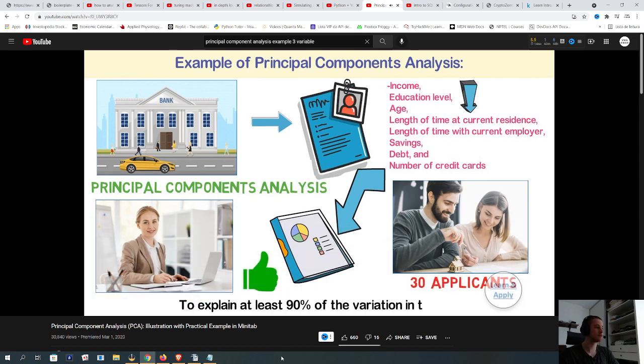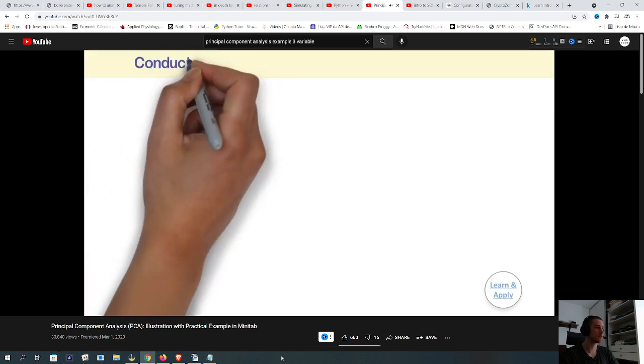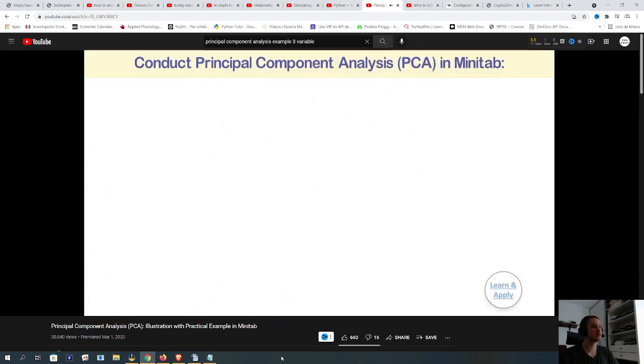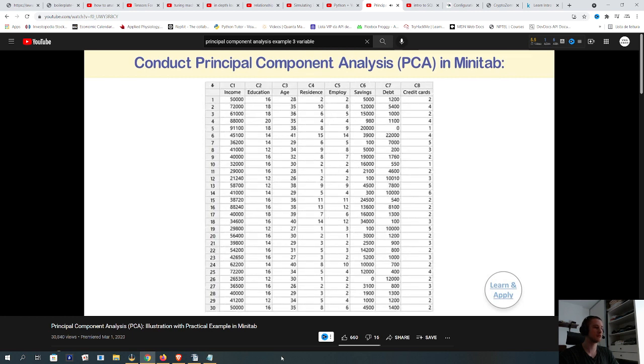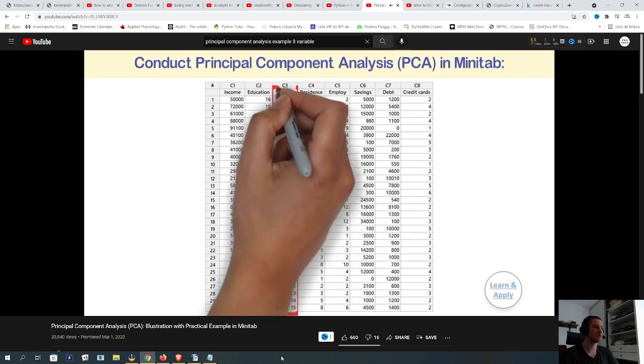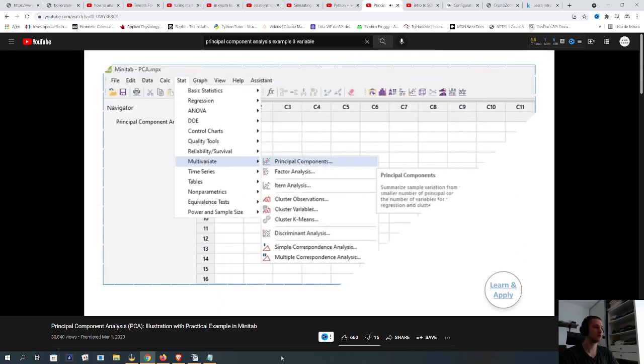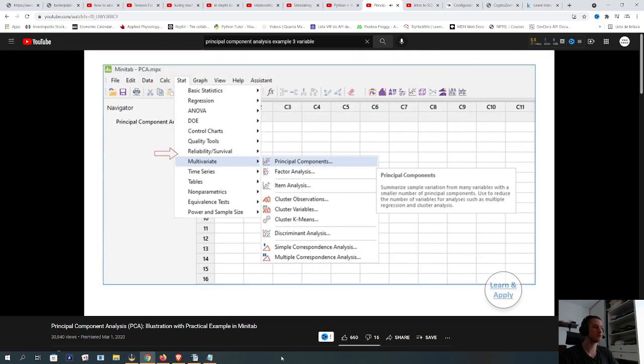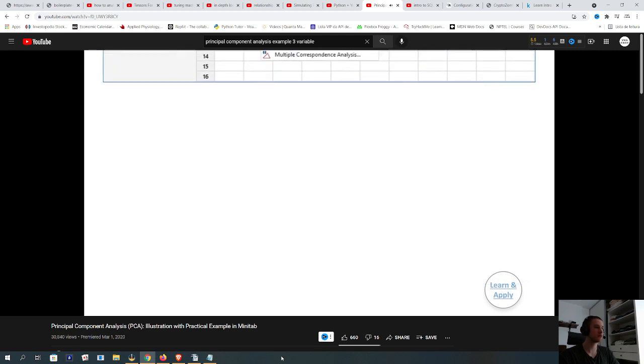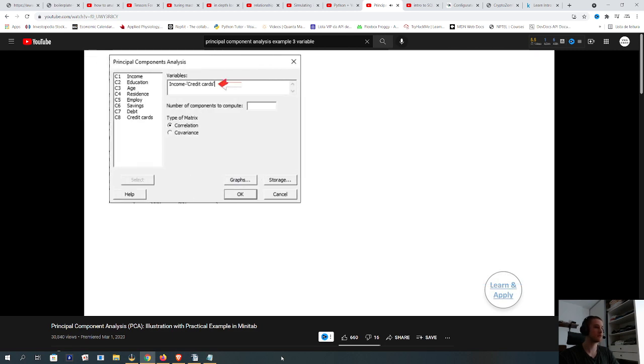of the variation in the data. Conduct a principal component analysis in Minitab. To conduct a principal component analysis in Minitab, please follow these steps. 1. Enter or copy the data to a Minitab worksheet with the data for one variable in one column, as shown in the picture. 2. Select Stat, Multivariate, and then Principal Components. 3. In Variables, enter C1 to C8.